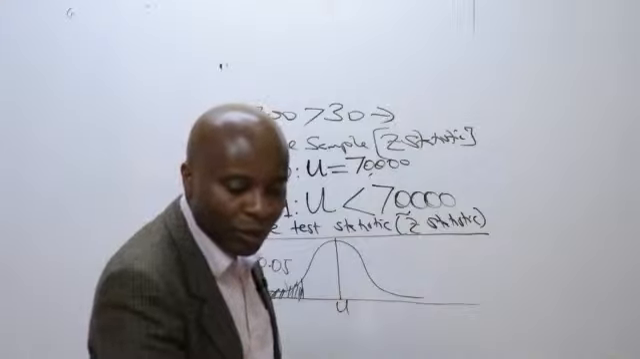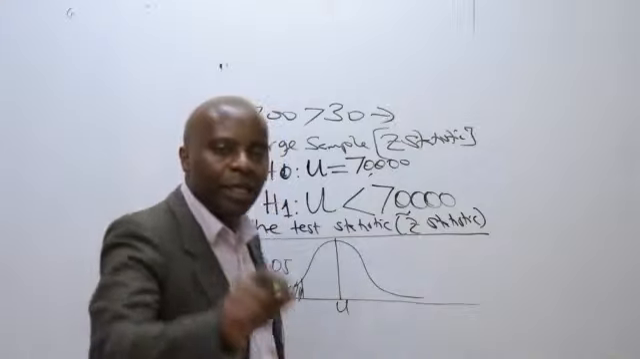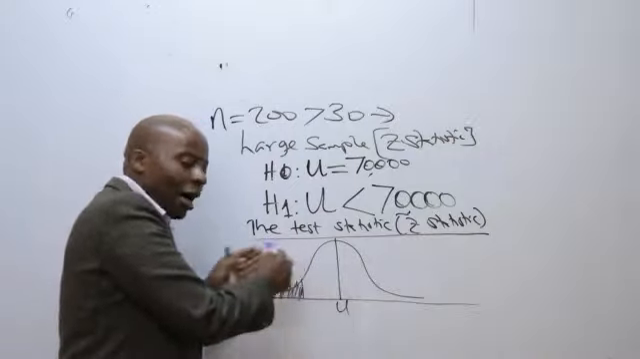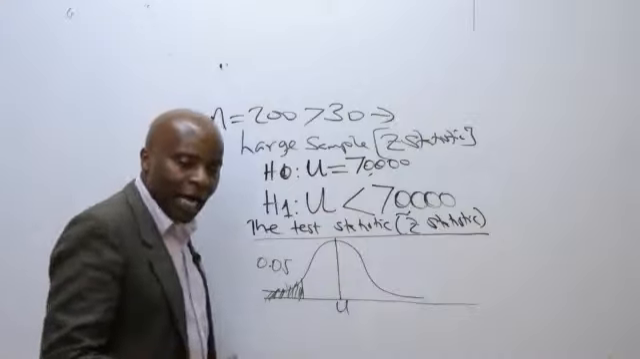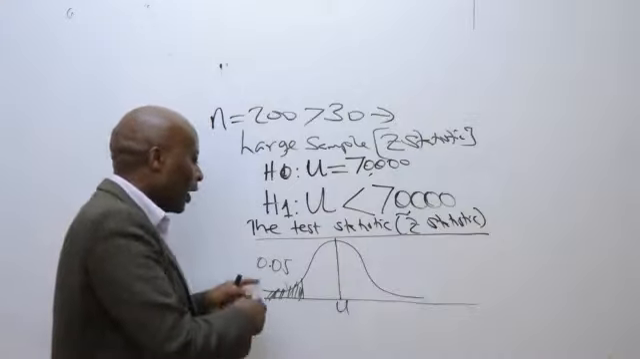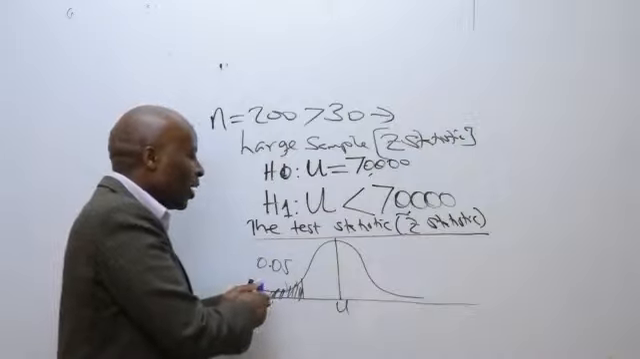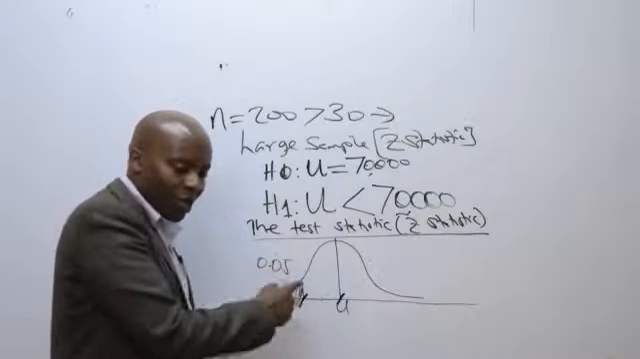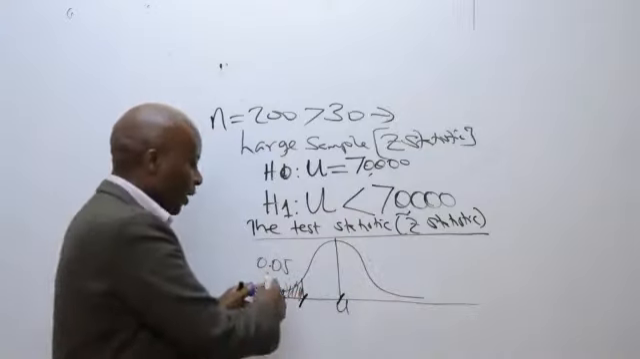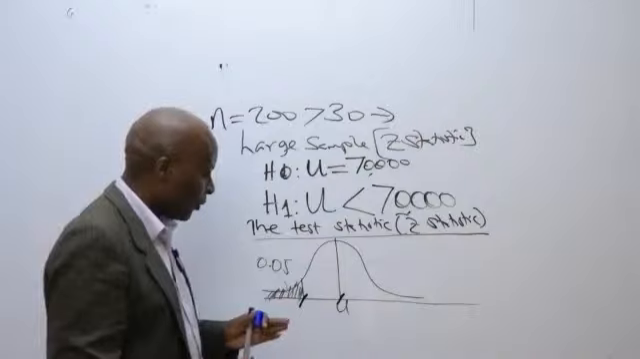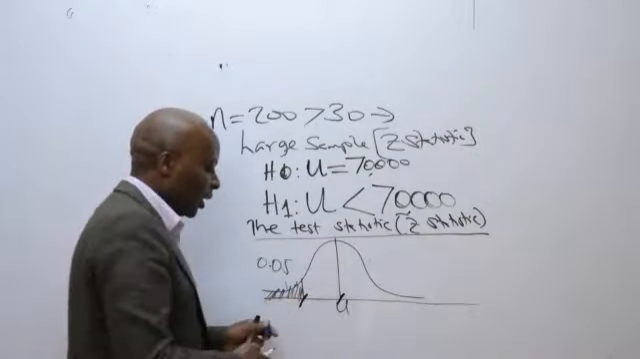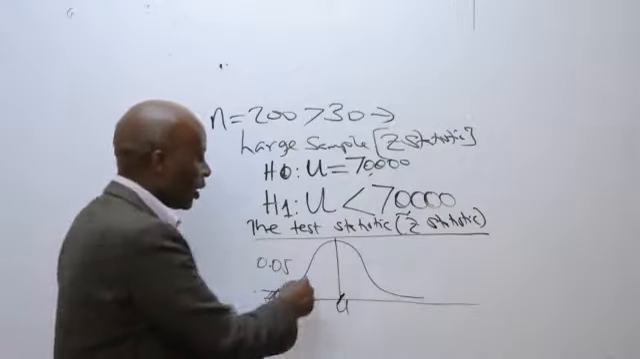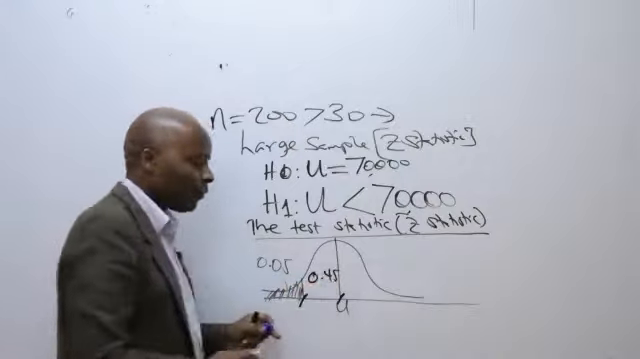Please let it not get lost on us that the total half area is 0.5. If the total half area is 0.5, and we know this tail area is 0.05, could you kindly give me the area from here to here, given that the 2 areas must add up to 0.5? Therefore, this unshaded area will be 0.45.